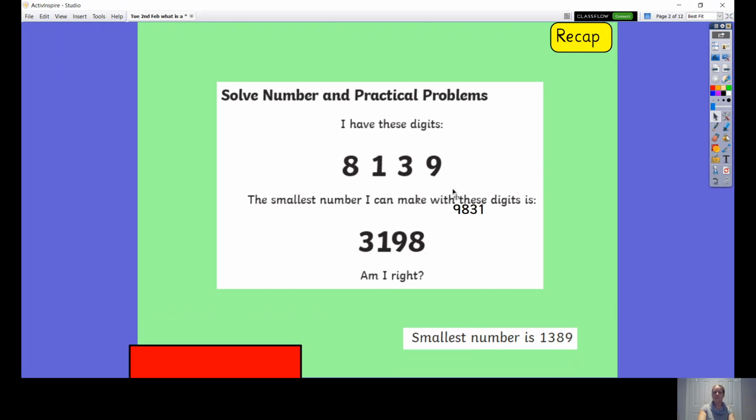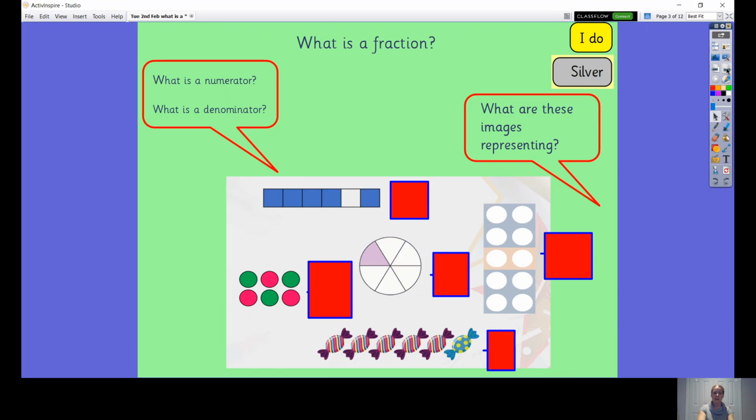The answer, the biggest number that you can make out of those digits is 9,831. So it's the sort of opposite way round. If you want to make the biggest number, you take the greatest digit, the digit worth the most, and you put it in the biggest column and so on and so forth. So 9,831.